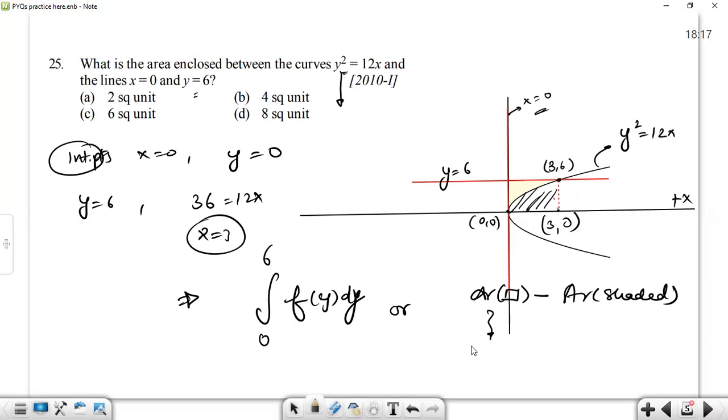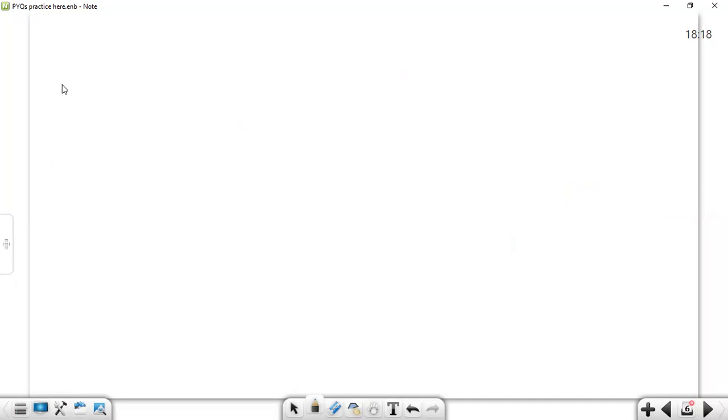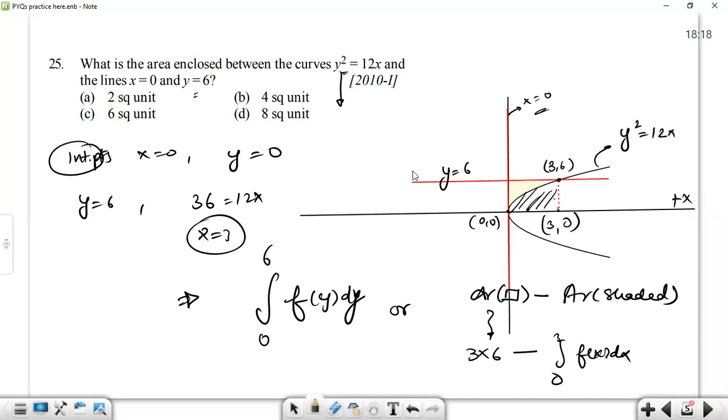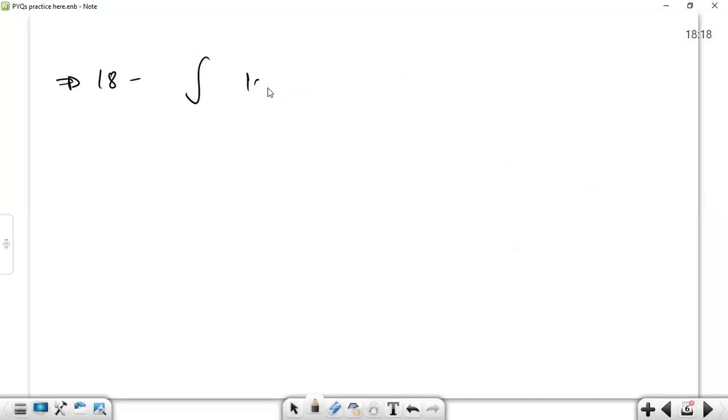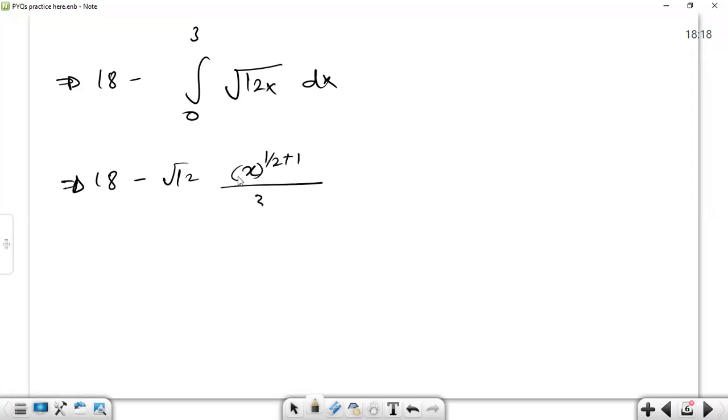So in this, we have to first find out the area of the rectangle. This arm is 3, this is 6. So the area of the rectangle will be length into breadth, minus the area of the shaded region in terms of x from 0 to 3. So the answer will be 18 minus the integral of the function in terms of x, root 12 times root x, from 0 to 3. Now this is 18 minus root 12 outside, the integration of x to the power half plus 1 will make it 3 by 2, and the limit on this is 3 to 0. For 0, it will simply become 0.